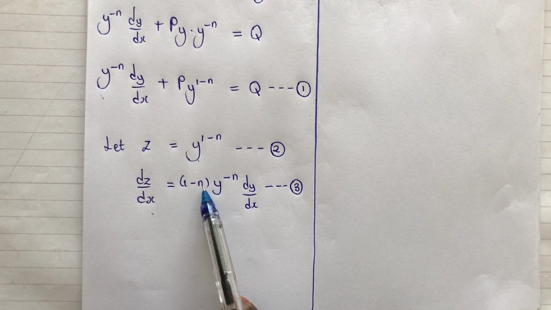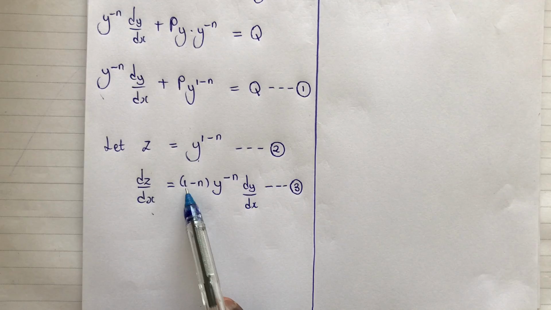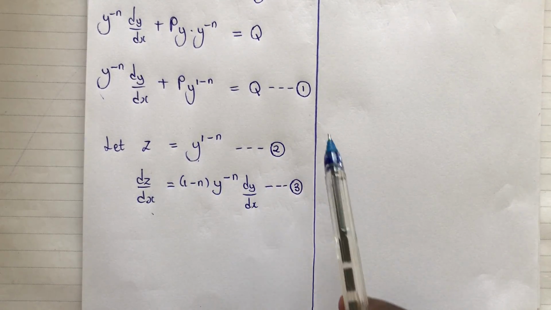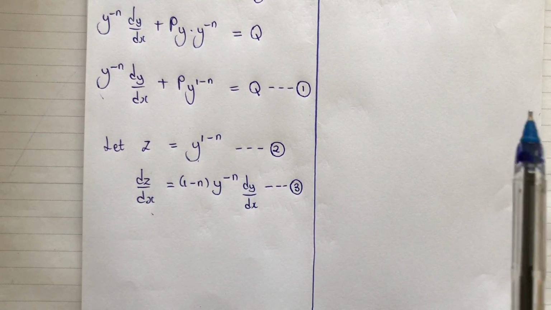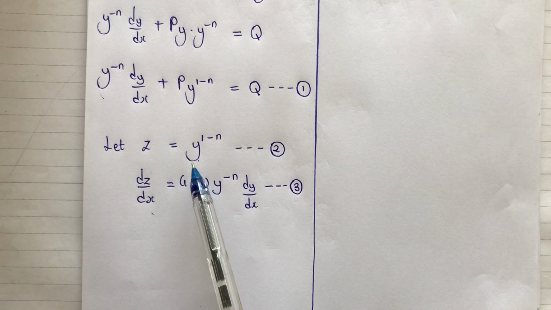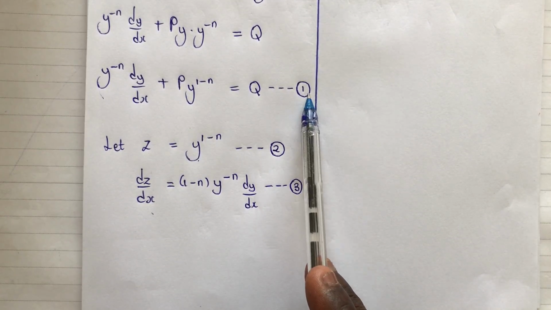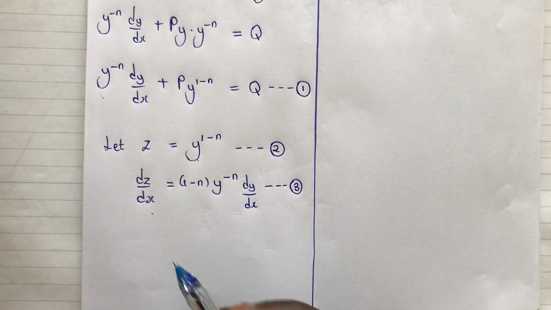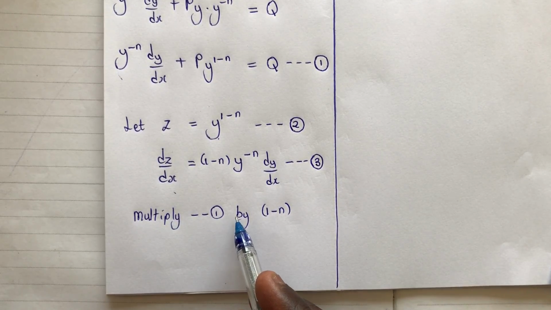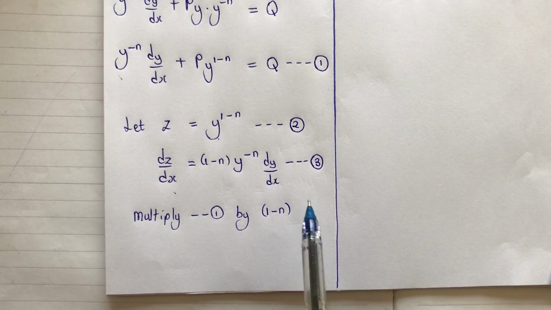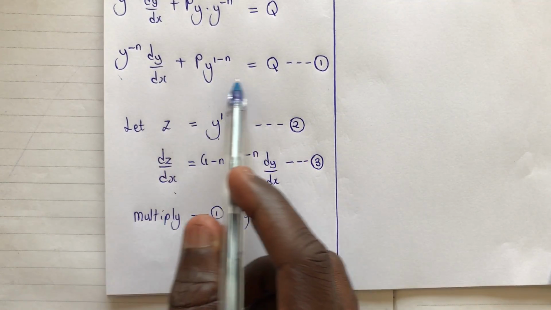Now watch very carefully. You use 1 minus n to multiply equation 1. And that is how you go about it. Every time you use the function at the power to multiply what? The equation 1. So now let's do that. So multiply equation 1 by 1 minus n. So let's go to equation 1 and do that.